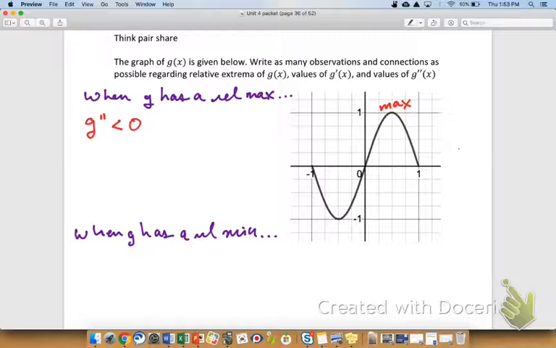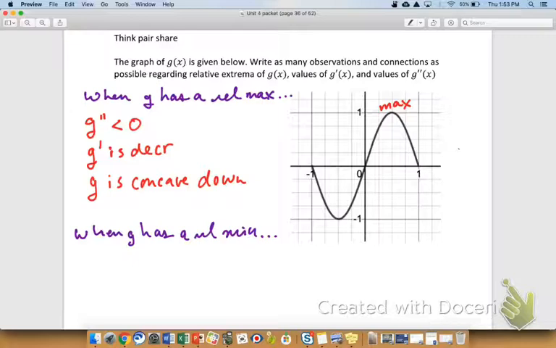Okay. So first of all, do you agree with what Reese said, that at that relative max, G double prime is negative? Yeah. Okay, so let's trace that back. If G double prime is negative, that means that G prime is decreasing, and G is concave down. Yeah, there you go. Concave down. So if what Reese said is true, then those other two things would also have to be true, right?